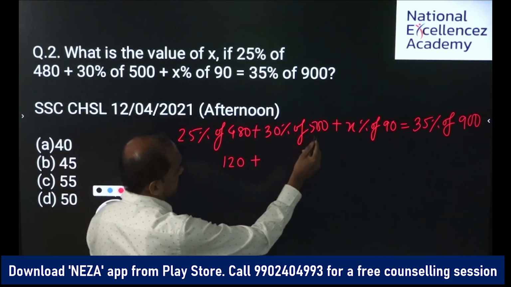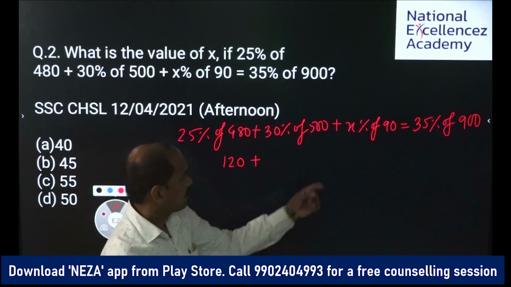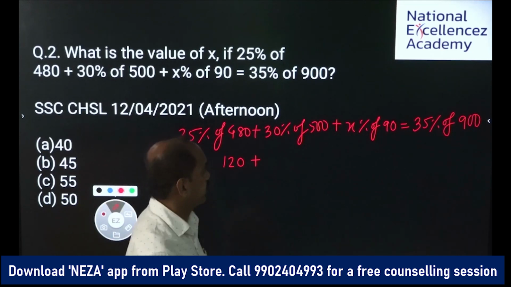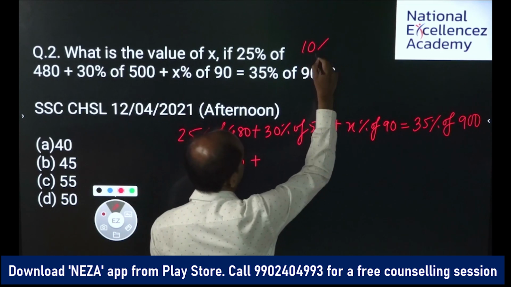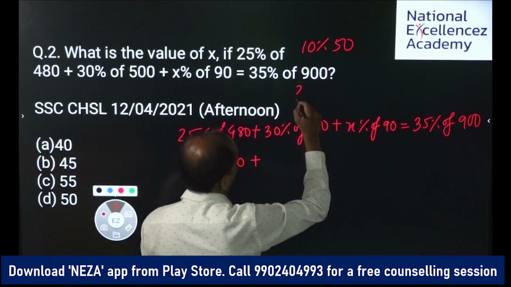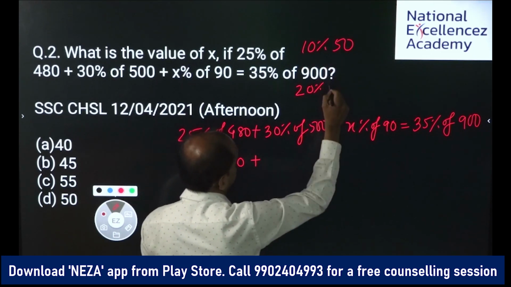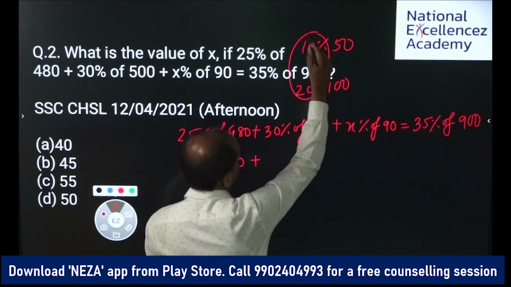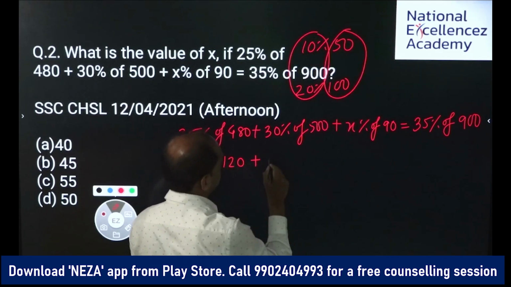Now 30% of 500. If you drop 1 zero, you will get 10%. 10% means 50. 20% means double, 100. Total 30% means 150.